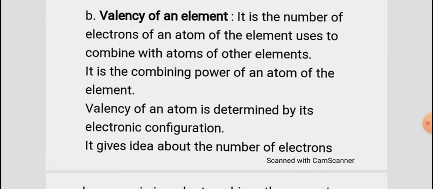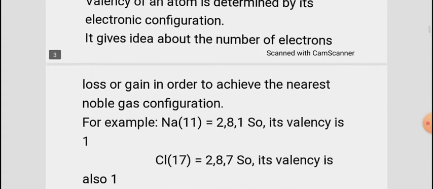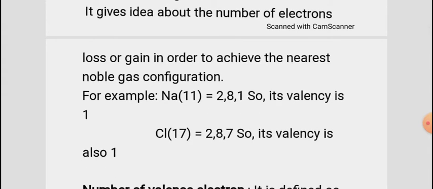The meaning of valency of an element: it is the number of electrons an atom of the element uses to combine with atoms of other elements. It is the combining power of an atom of the element. Valency of an atom is determined by its electronic configuration, which we have discussed in the theory part also. It gives an idea about the number of electrons lost or gained in order to achieve the nearest noble gas configuration.